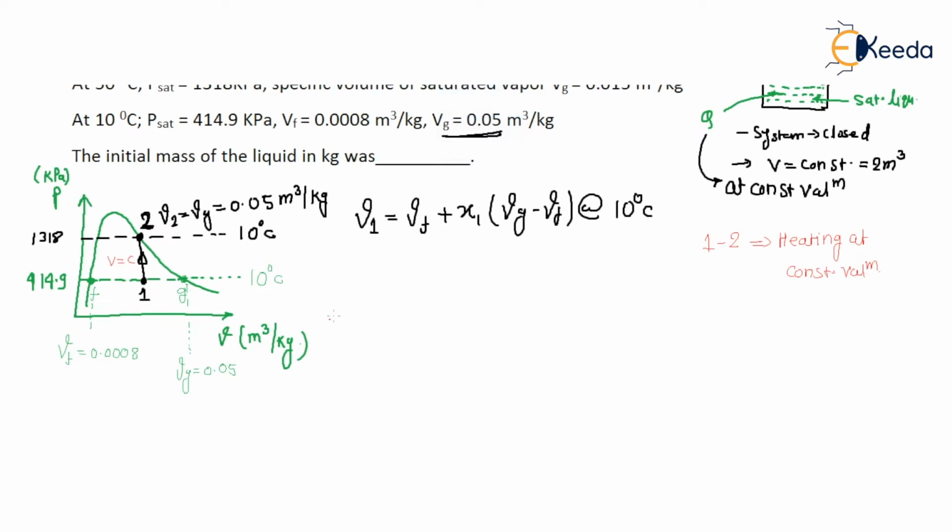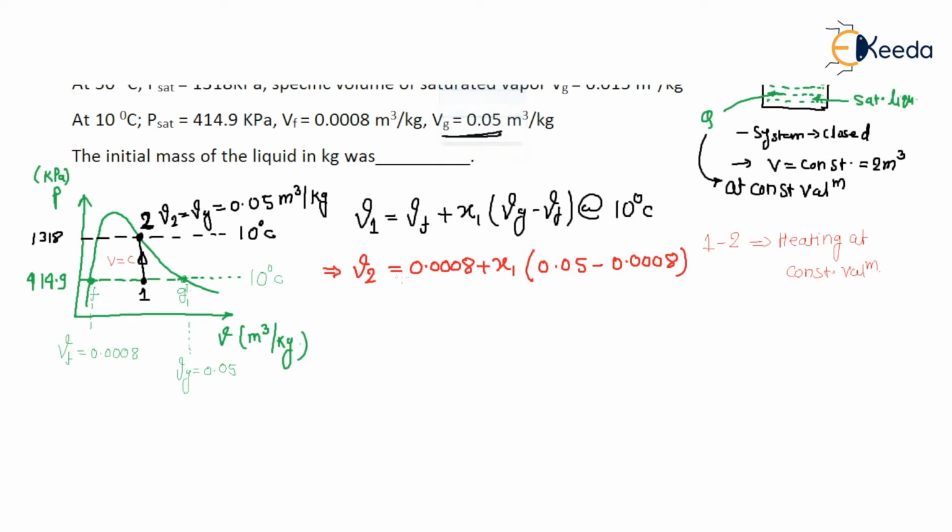So what is V1? V1 is nothing but V2, the volume is constant, and it is given. And Vf is 0.0008 plus x1 times Vg, which is 0.05, minus 0.0008. And what is V2?